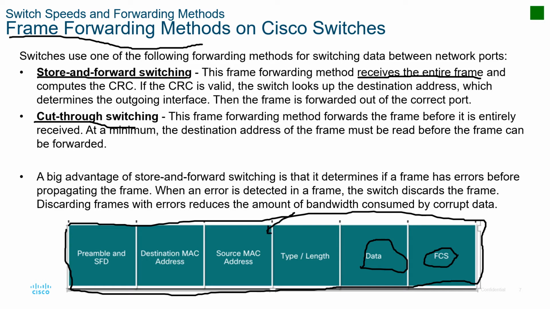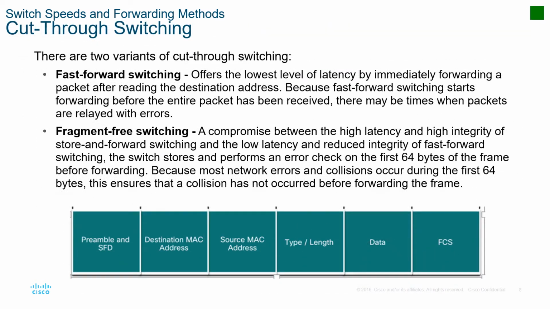So in the cut through, specifically on the fast forward, what the switch will do is to only read the destination MAC address. Okay, once it's read, then it will automatically forward the frame. The good thing with this is it has low latency, much faster as compared to store and forward. The problem with fast forward is that there's too much error, because there's no error checking. It doesn't reach this point here.